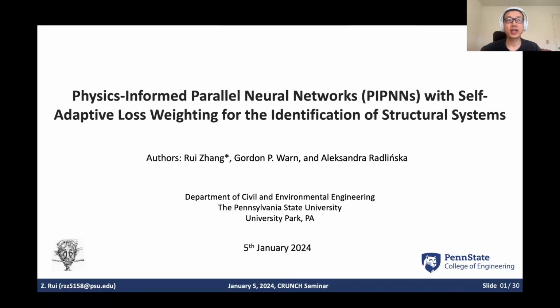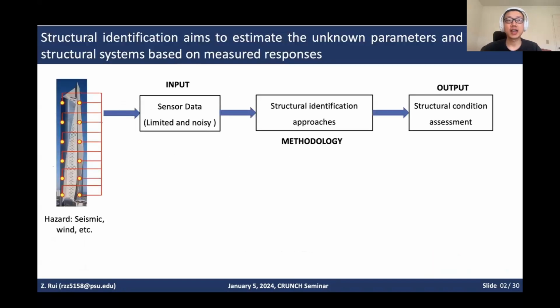Before I get into the methodology, I'd like to have a brief review of my research background. As you know, structural identification is a typical input and output system. The general idea is to take the vibration data from the sensor network of a structure as input, to estimate the structural parameters and to detect structural damage as the output, for the final structural condition assessment and decision making.